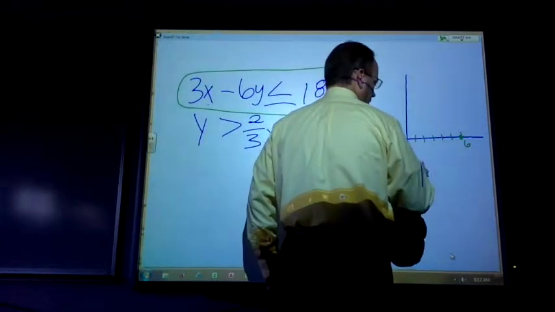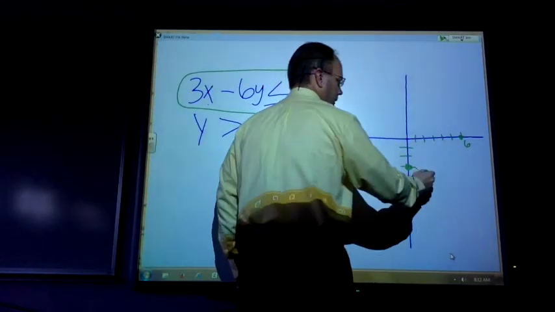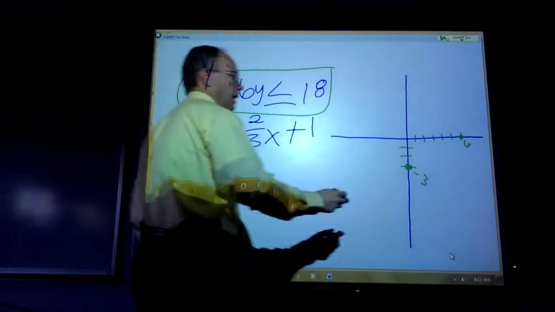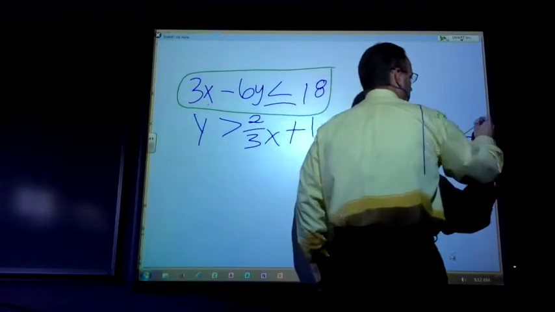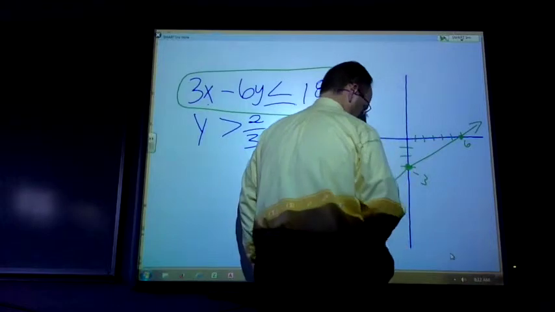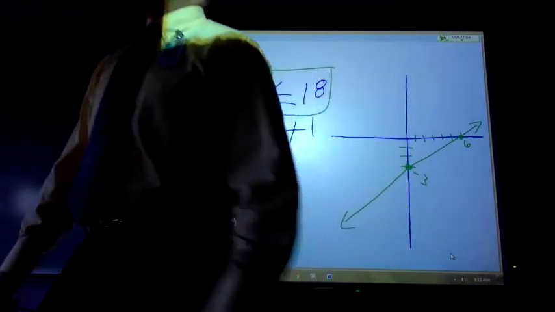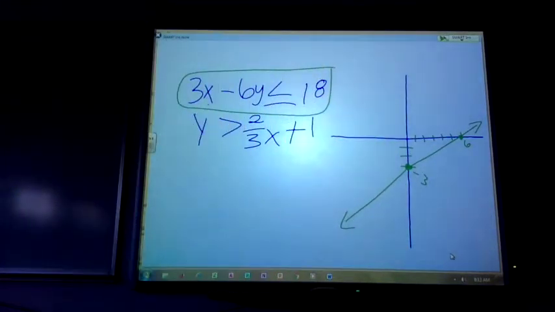And is this one solid or dotted? That's solid. It's solid because we have the equal sign. So that green line has now divided our Cartesian plane, or our XY axis, into two parts. There's a part above it and a part below it. Okay? Let's put the other equation up.